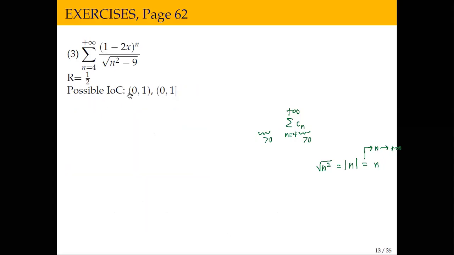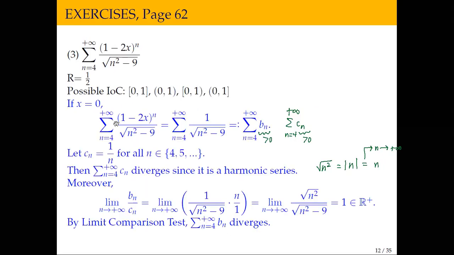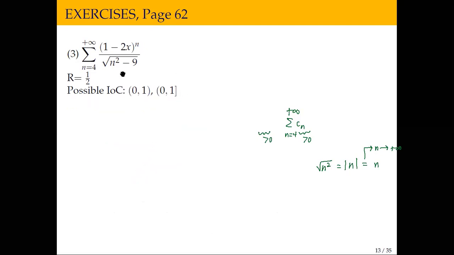Thus, hindi kasama yung 0 sa interval of convergence natin. Tatanggalin natin yung dalawang possibility, we are left with this one. Kasi sabi natin, 0 is not included in the interval of convergence. For us to determine whether 1 is included or not included in the interval of convergence, we have to check for the convergence when x is equal to 1.